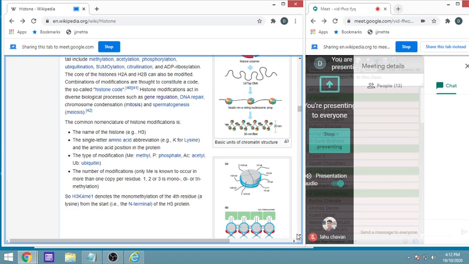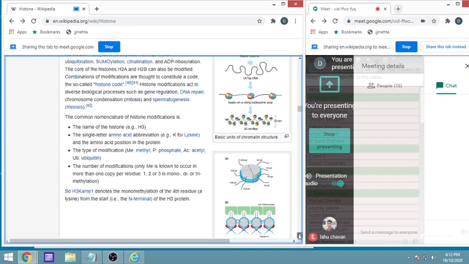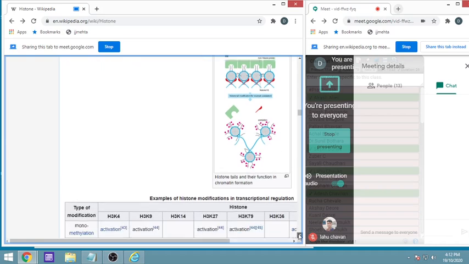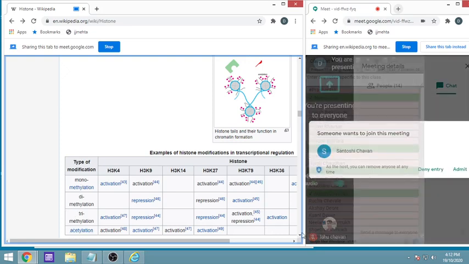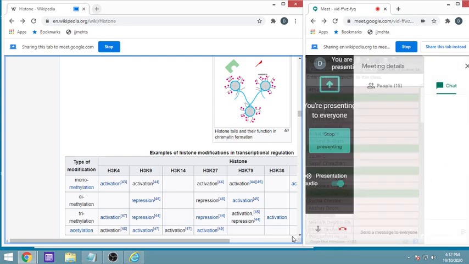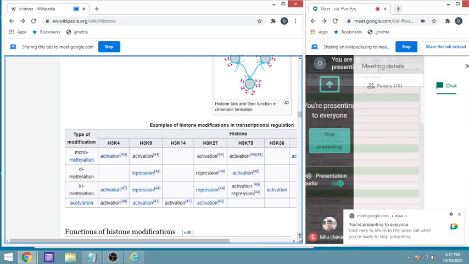I am not expecting you to remember all the nomenclature and all the functions, but yes, you should be aware of it. These are the families and the various names of them. The types of modification are monomethylation, dimethylation, trimethylation, acetylation, like that. Now here K means lysine in this histone, at position 4. What is the job of that? It will cause activation.